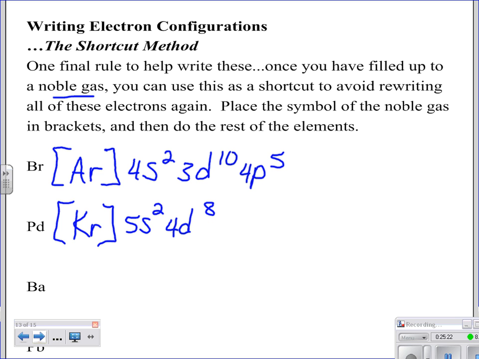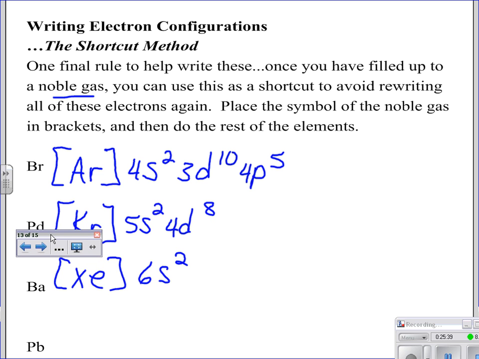Barium. Okay, this one's not too bad. What's our most recent noble gas? Xenon. And then it's going to be 6s2. So much easier than rewriting everything.